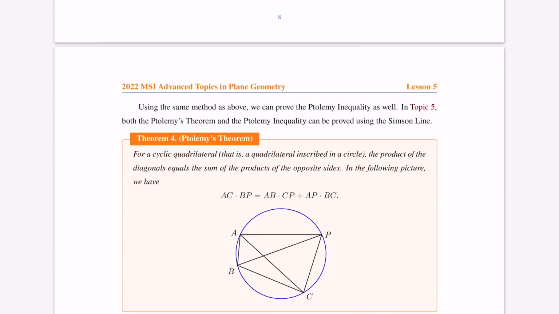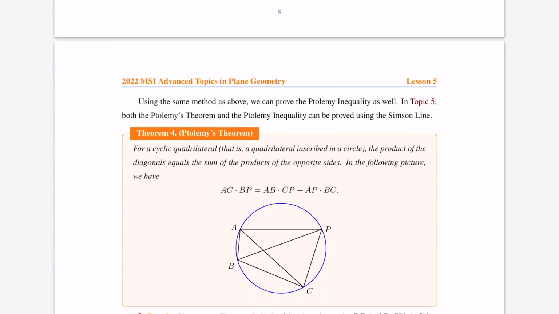Okay, the Simpson line has a lot of properties, and if you are interested, we can talk about this later. You can also go to gdp.mass.uci.edu to take a look at topic 5 with a comprehensive introduction to the Simpson line.